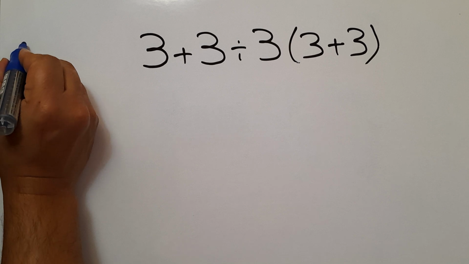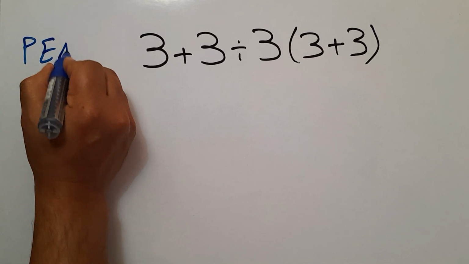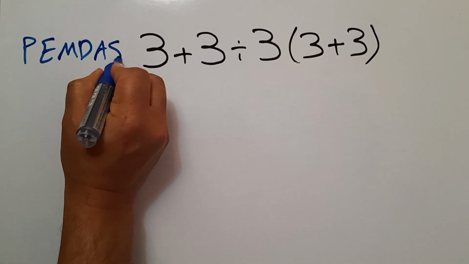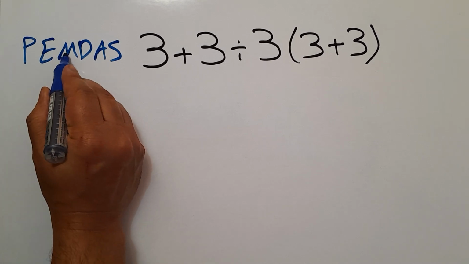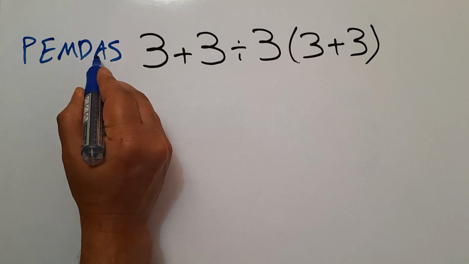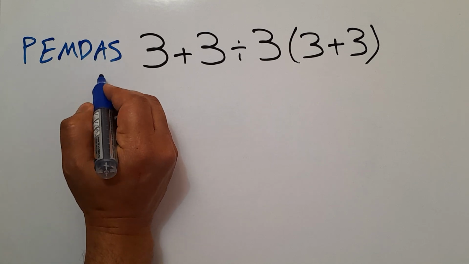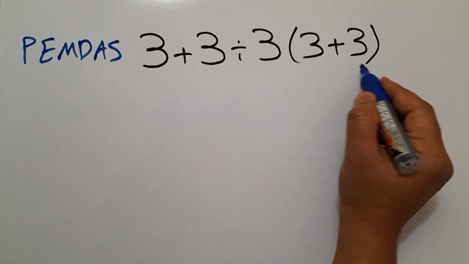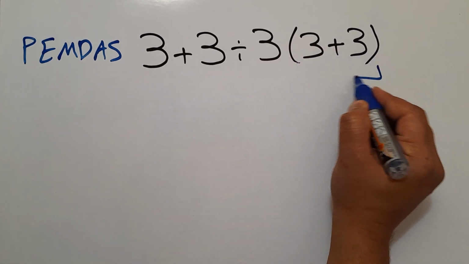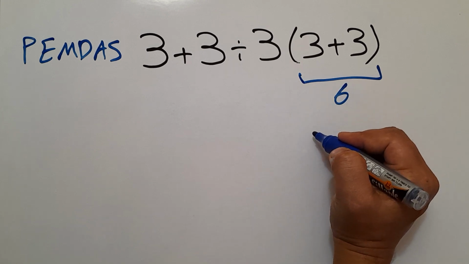Based on PEMDAS, we first do parentheses, then exponents, then multiplication and division, and finally addition and subtraction. Here we have these parentheses. So 3 + 3 equals 6.